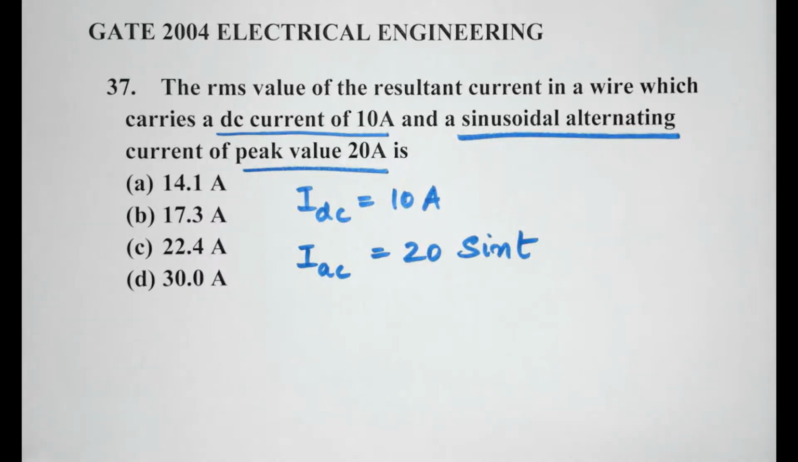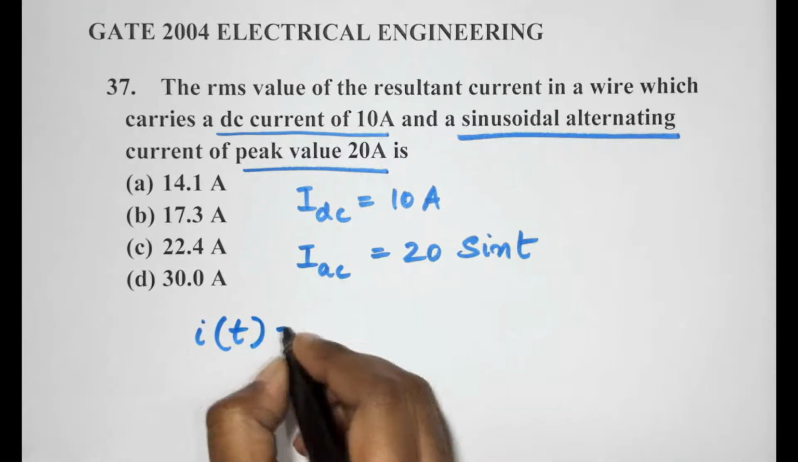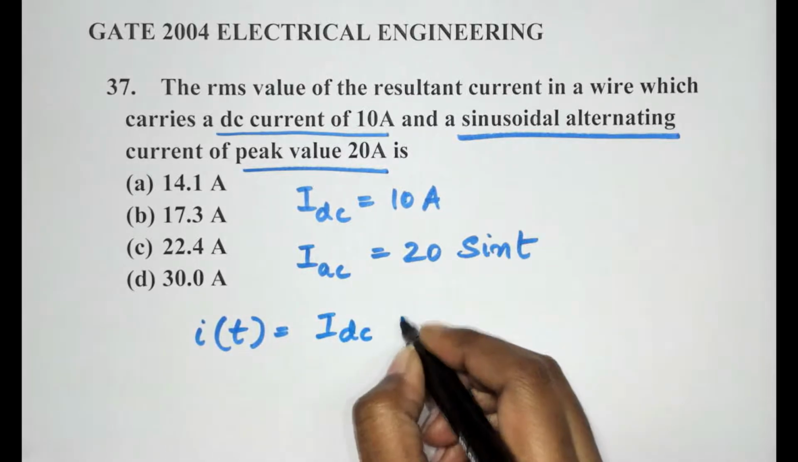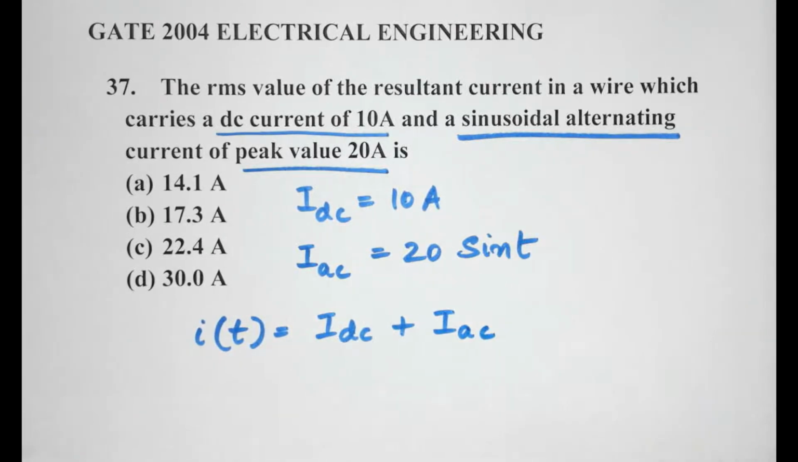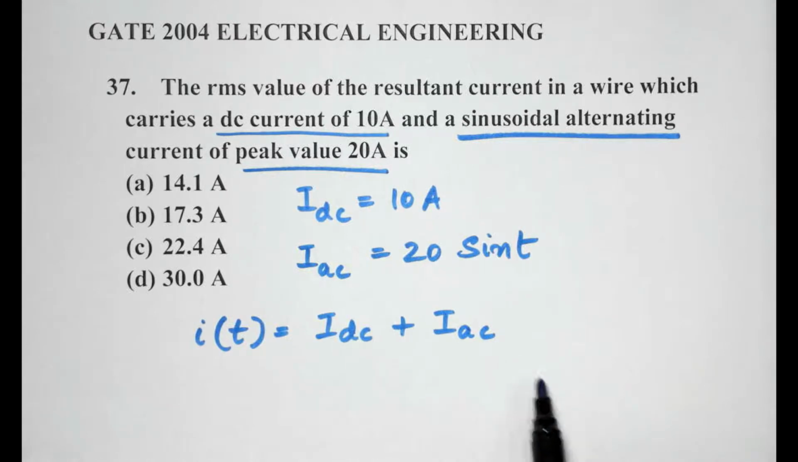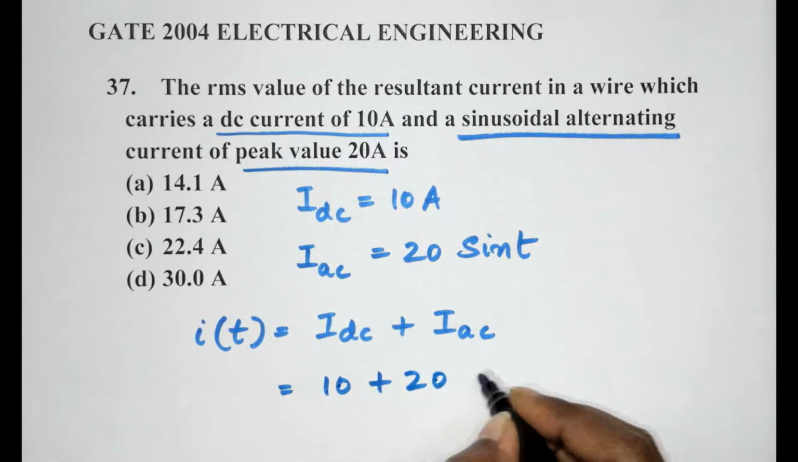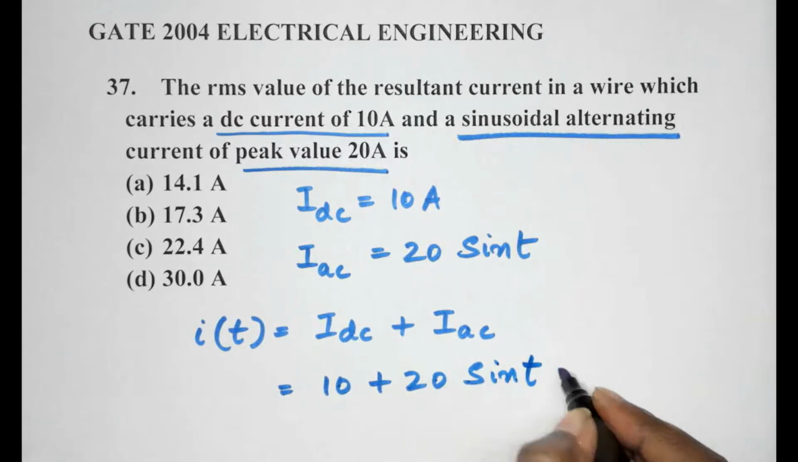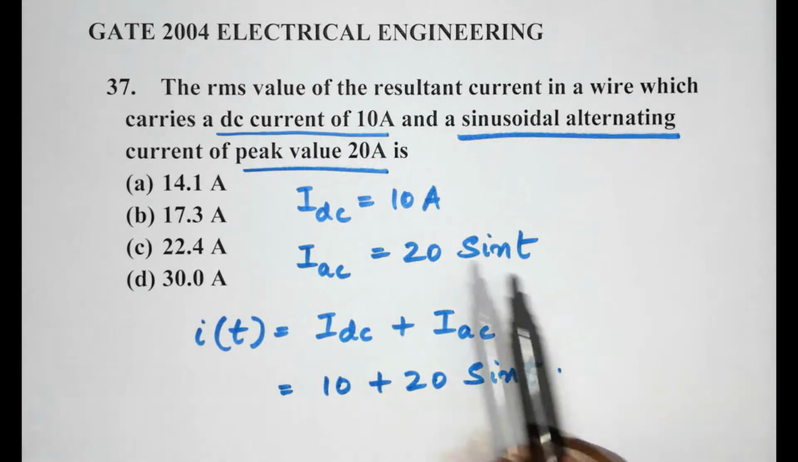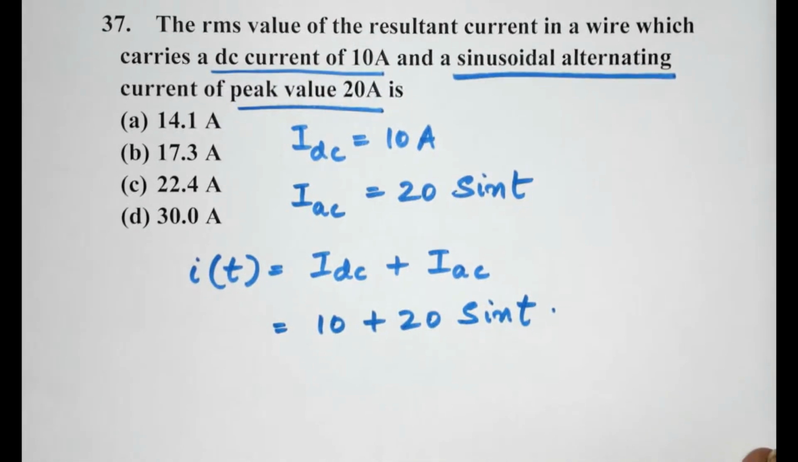Now let's write down the total current. I of t is given as IDC plus IAC. That is the resultant current. So we add up both of these parts to get the expression. So our expression would be 10 plus 20 sin t. Now we have been asked to find out the RMS value. So to find out the RMS value, we will use the following formula.